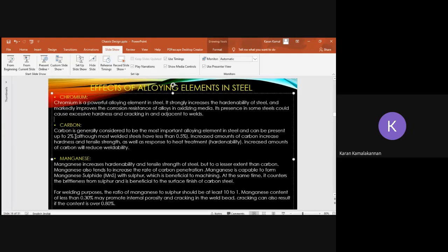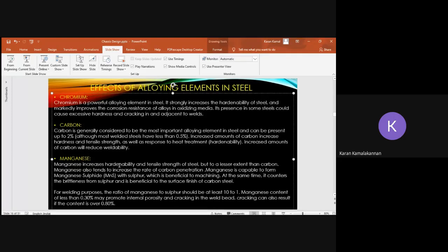Increasing the amount of carbon increases the hardness, tensile strength and hardenability. Also, if we increase the amount of carbon, it reduces weldability, because the lesser the carbon content, the easier the weldability. I will explain in the further slides which materials we generally use for frame design, and give a brief comparison of them.